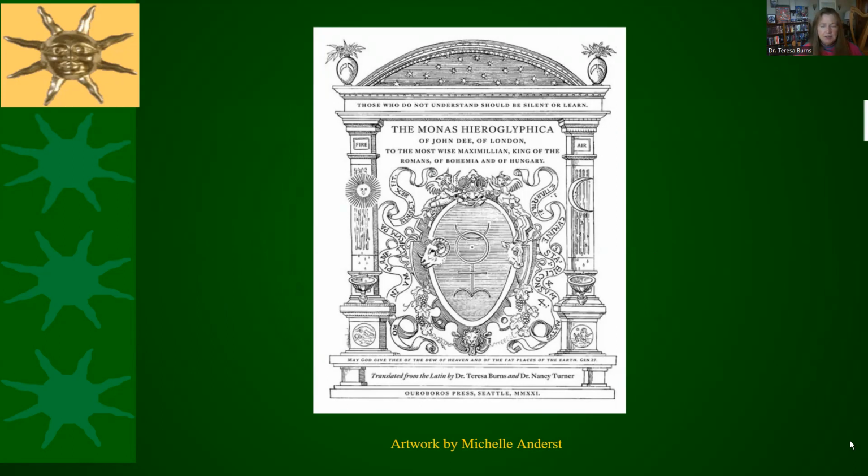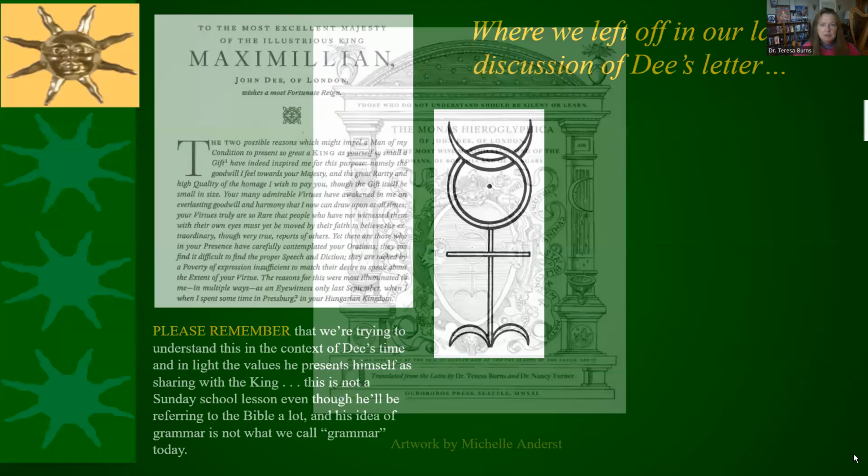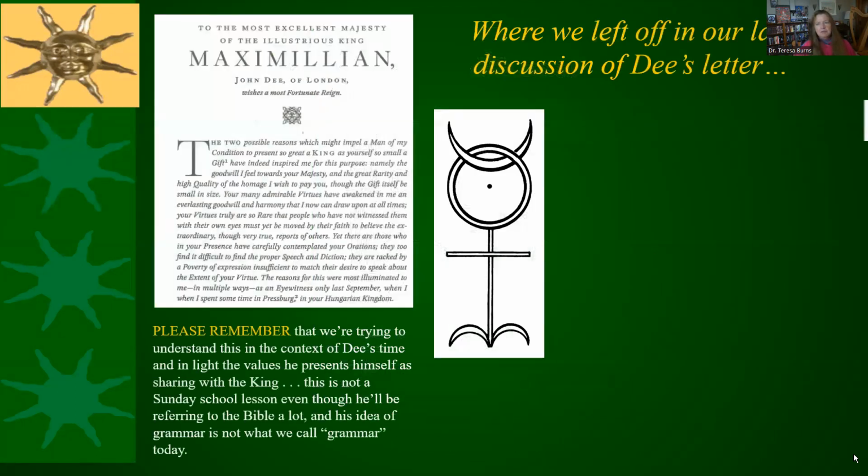His great-grandfather, also Maximilian, was a great patron of people like Agrippa, Pico della Mirandola, and Albrecht Dürer. And so Dee is appealing to this rulership of a family line that he feels will be very sympathetic to his project. Where we left off in our last discussion of Dee's letter was we went through and explicated the second part of the letter.